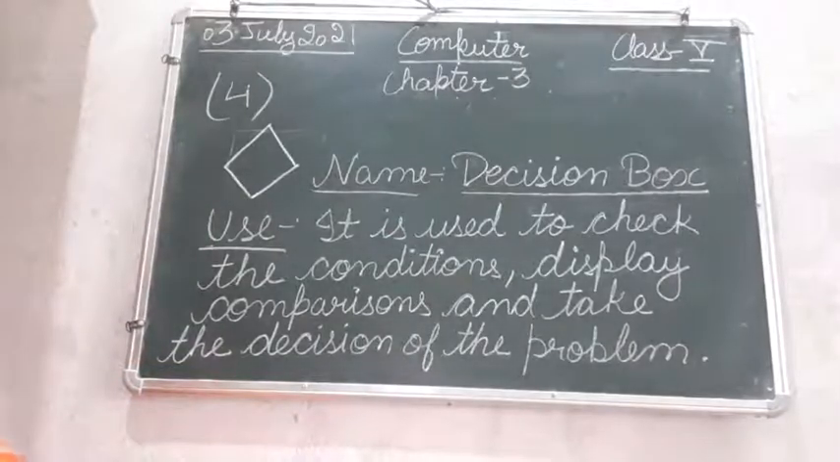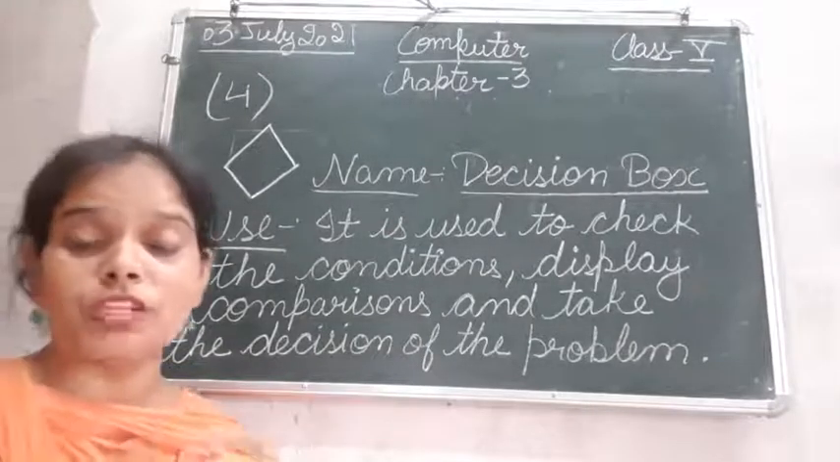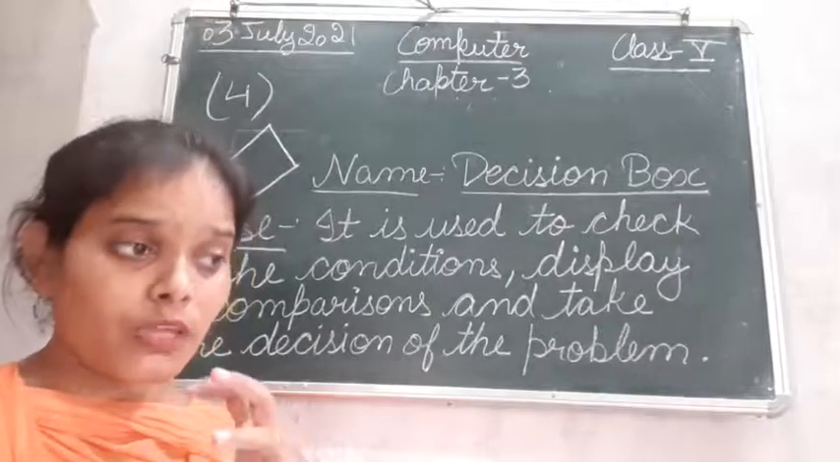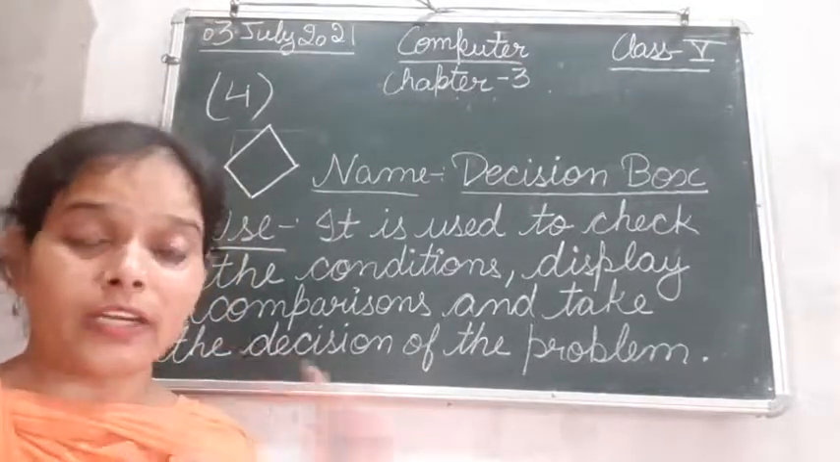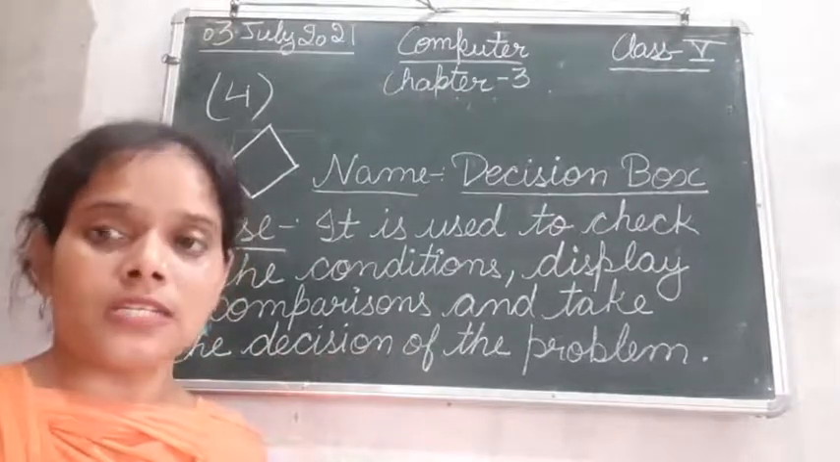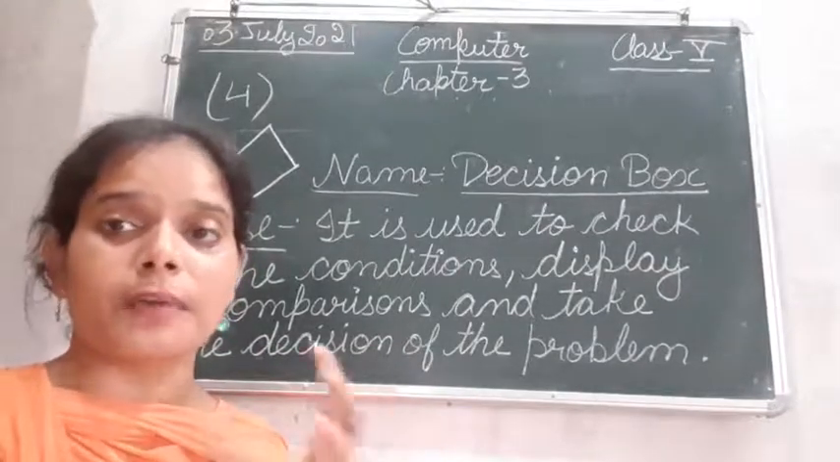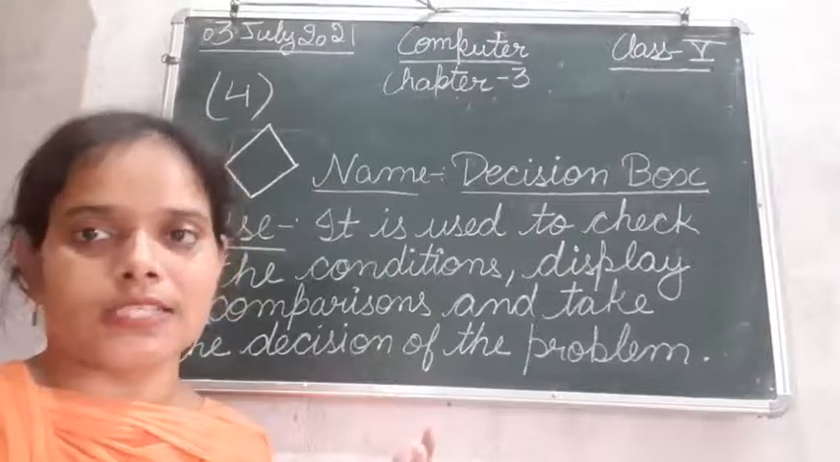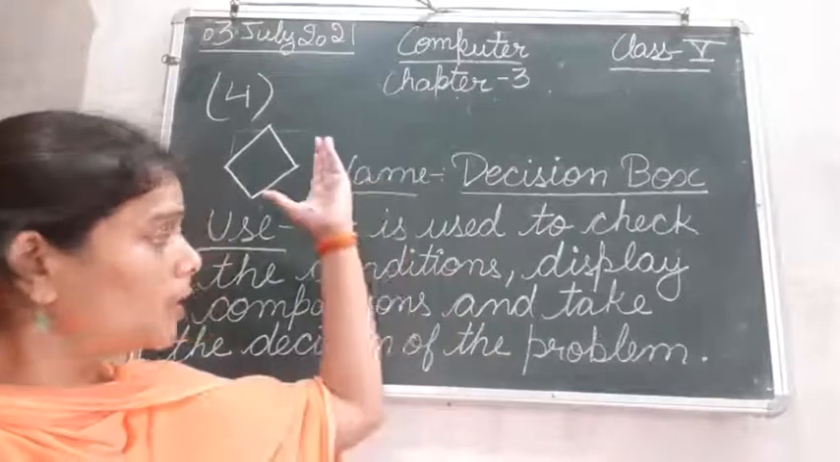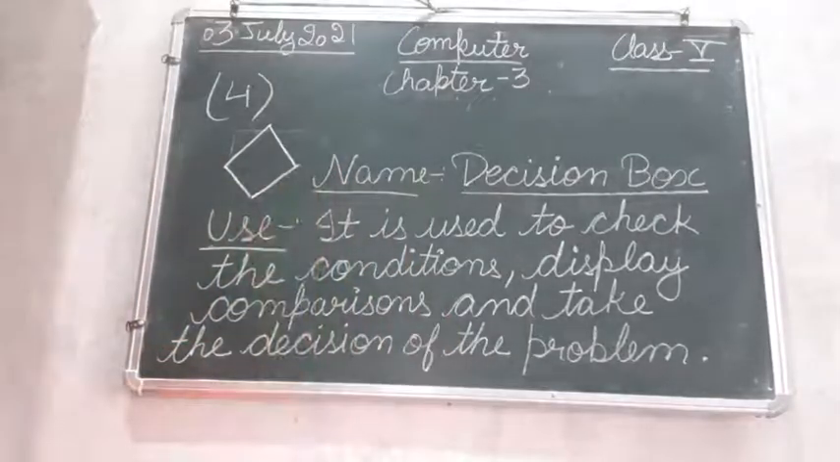What decision should be taken to make the problem error free, to rectify the error, to solve the problem. तो कौन सी डिसीजन लेना चाहिए, क्या डिसीजन लेना चाहिए ताकि हम अपनी जो प्रॉब्लम है उसको सही कर सकें. So this is basically used, basically written in this symbol, that is in a rhombus shape. Okay, this is a rhombus.